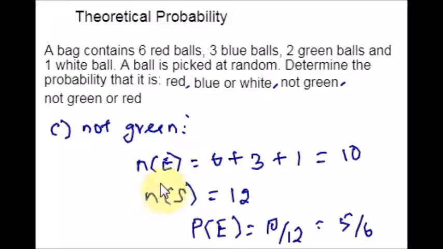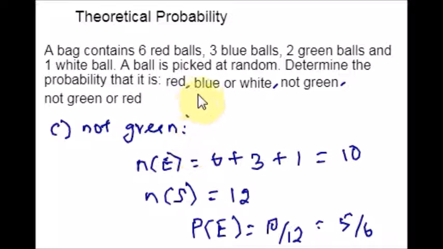Same way for the fourth case, not green or red. It should be some other ball which is not green or red. So for the total outcome, you should just ignore these two colors, red and green. If you are excluding these two colors, what are the leftover? 3 blue and 1 white ball. So the total number of successful outcomes would be getting a ball that is blue or white. So 3 plus 1, 4. And the total number of possible outcomes, the total number of all the balls in the bag, is 12. So 4 over 12. Same concept. Hope you're clear with this problem?